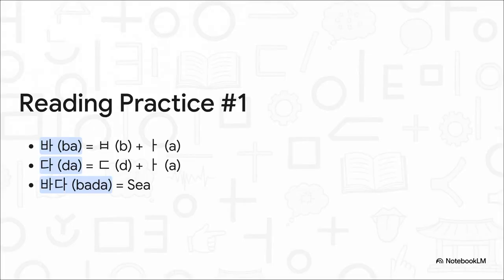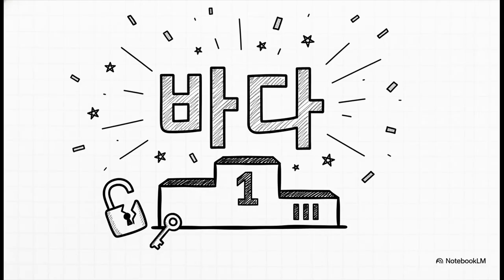Okay, let's build it together block by block. First, we take our b sound and we add our a vowel. Together, they form the block ba, which you pronounce ba. Simple, right? Next, we take our d sound and add that exact same a vowel. That gives us the block da, pronounced da. So now let's just put the two blocks together. Ba-da, bada. And bada is the Korean word for sea. And just like that, you did it. Now, seriously, congratulations. You just read your very first word in Korean.